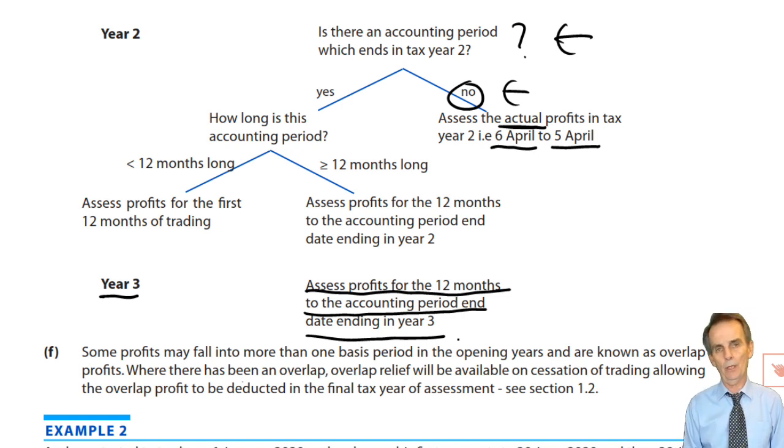Which 12 months will we assess? The 12 months to that accounting date ended in that tax year. Same concept, same principles as when we had the long period ended in the second tax year, it just now happens to be the third tax year. That would mean we'd have to wait all the way around until the fourth tax year before CYB could operate. All right, let's see how that manifests itself with a little example.